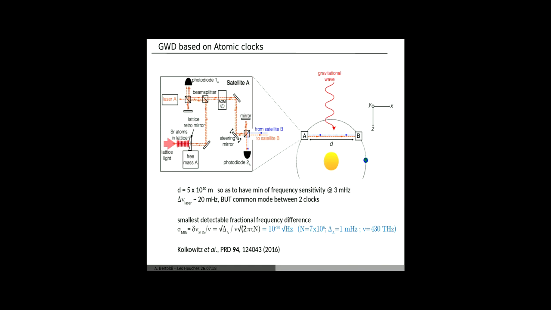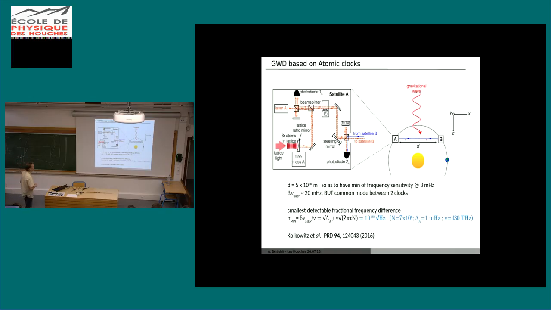This is a configuration proposed by a group, Gila, Junyi, in order to make a hypothetical satellite-based atomic clock-based gravitational wave detector. So essentially there are two satellites with atomic clocks, one here and one there, on each satellite, and optical links connecting the two and comparing essentially the time passing seen by optical clock A and by optical clock B.